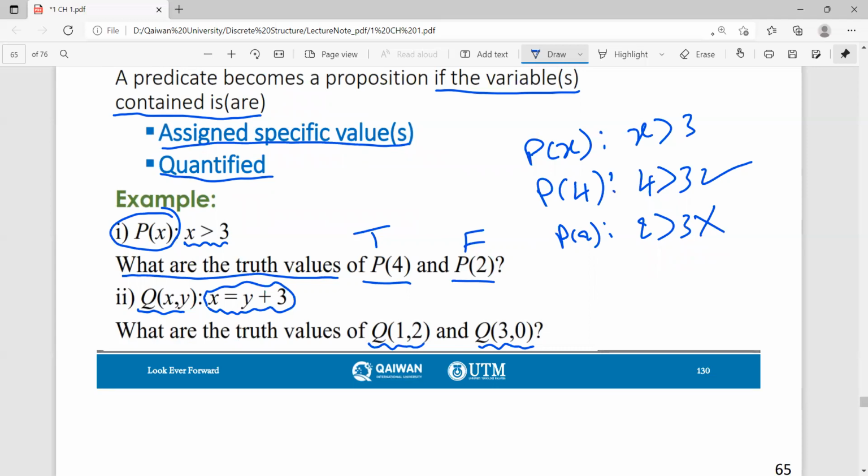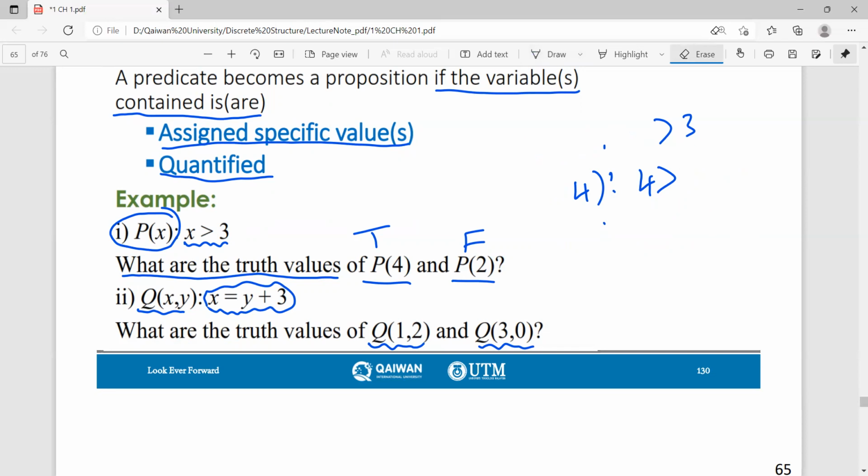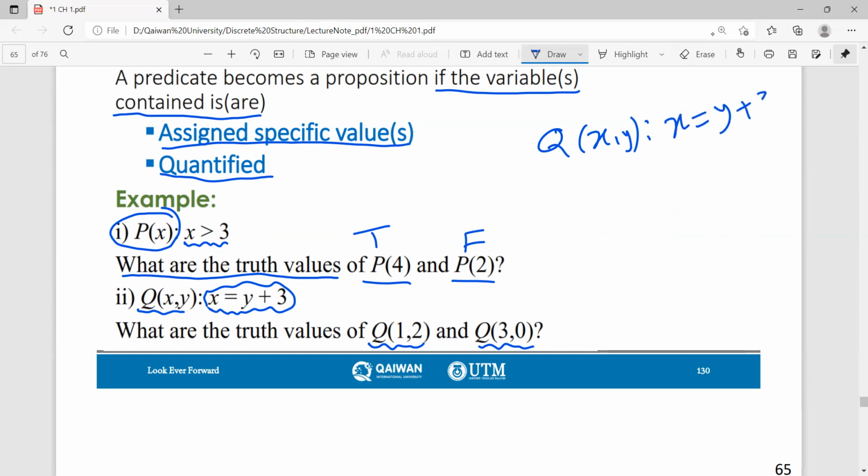Here you have Q of x, y. We say this is a proposition, and it is x equals y plus 3. What are the truth values of Q of 1 and 2? That means, as you see, the first one is x and the second is y. So we are going to replace x by 1 and y by 2 in the statement. If both sides are equal, we say that's true. If not, we say that's false.